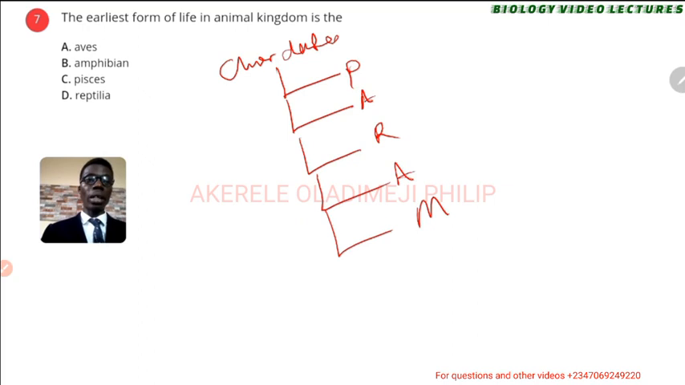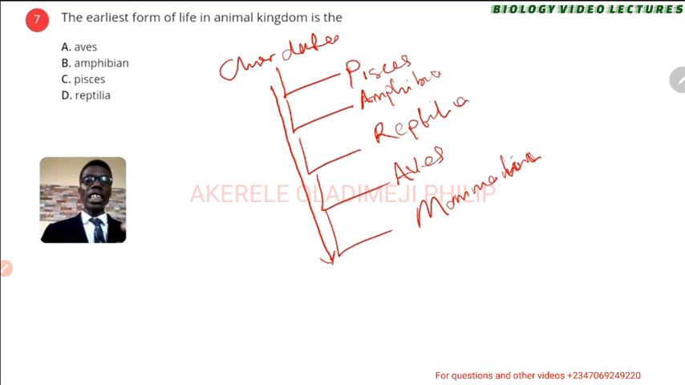The P is Pisces, which are fishes. The A is amphibia, which are the likes of frogs, toads, and all of that. Then R is reptilia or reptiles. Then second A is Aves, which are birds. Then the last one is mammals. Mammalia, like it is called, or mammals. Now, as you move from Pisces downward, the organism becomes more advanced, which means this Pisces is the least advanced, mammal is the most advanced, or the most recent one.